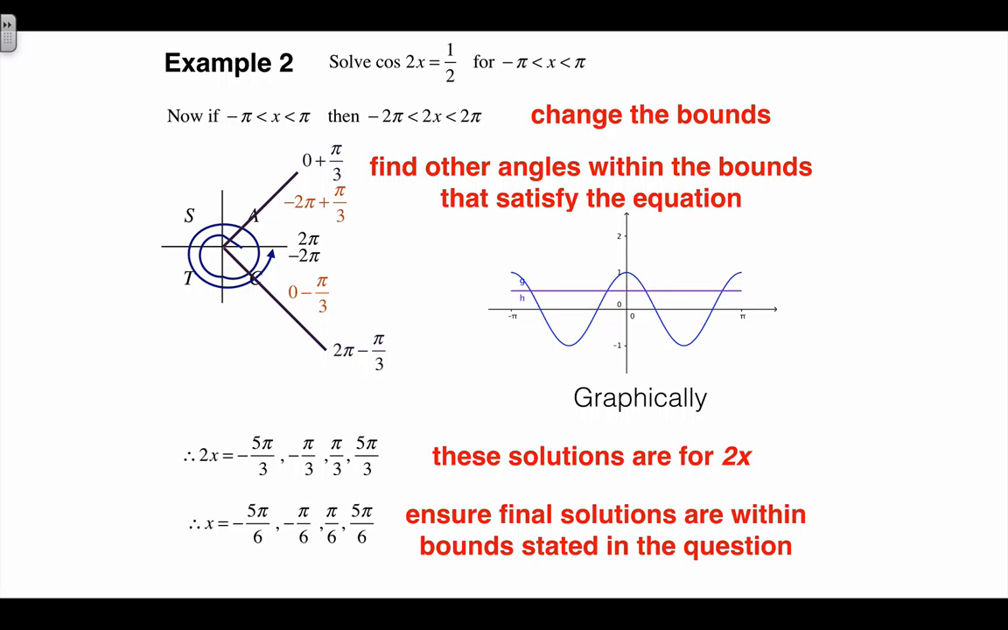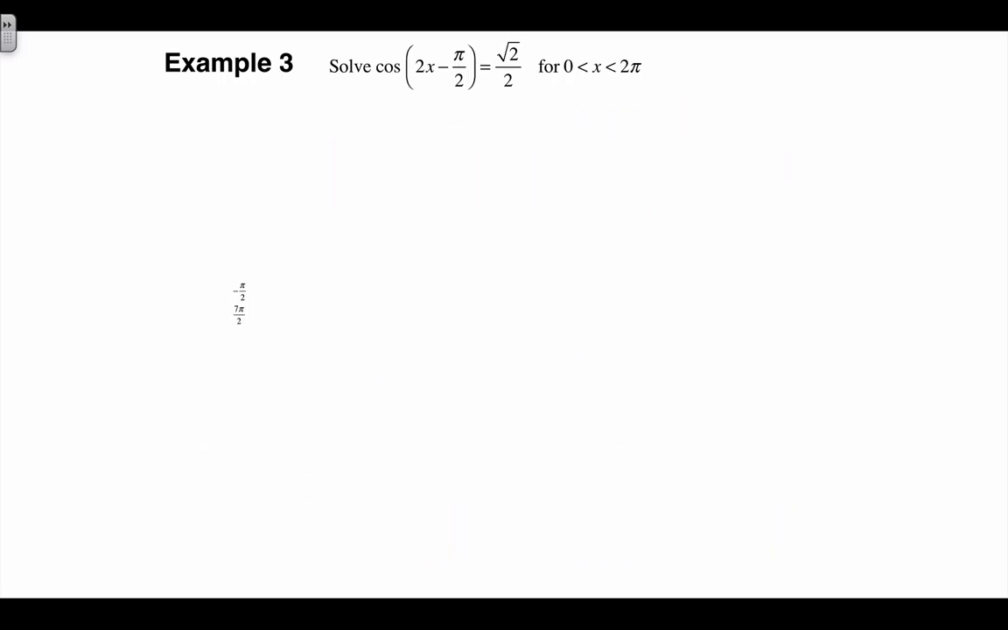You could check that those solutions actually satisfy the equation by substituting them in, but also really make sure that you're checking that those solutions we've got, those four values, lie within the original bounds, so between minus pi and pi. Our final example is a little bit trickier. We want to solve cos of 2x minus pi on 2 is equal to root 2 on 2 for the bounds of 0 less than x less than 2 pi.